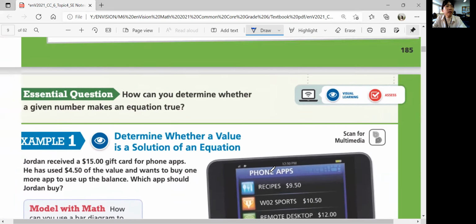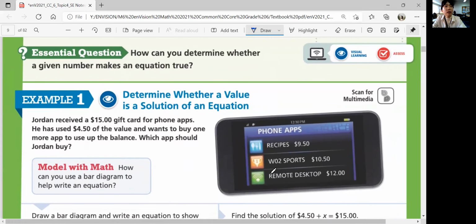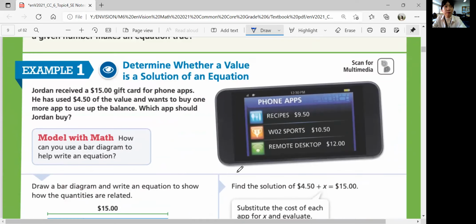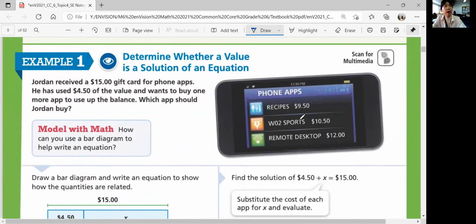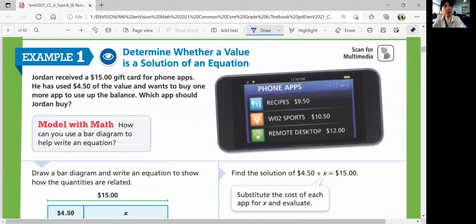Let's look at the next page. Essential question: how can you determine whether a given number makes an equation true? That is the question that we're going to ask throughout the lesson. Let's look at example 1. Determine whether a value is a solution of an equation. Jordan received a $15 gift card for phone apps. He has used $4.5 of the value and wants to buy one more app to use up the balance. Which app should Jordan buy?